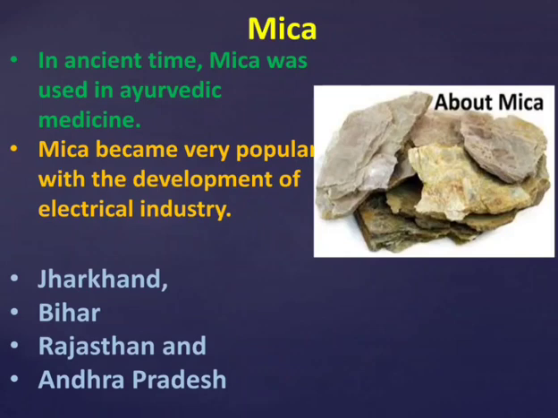It is also used in making medicine. India contributes about 60% of the mica production in the world. Major mica producing states of India are Andhra Pradesh, Jharkhand, Bihar and Rajasthan. It is also used in making medicines, paints and varnish.